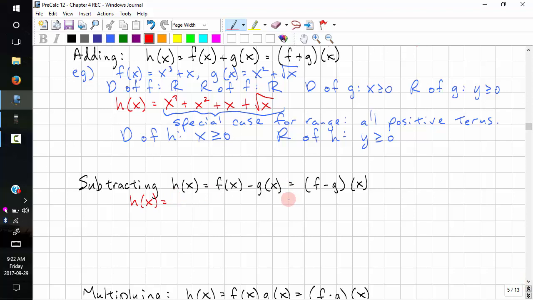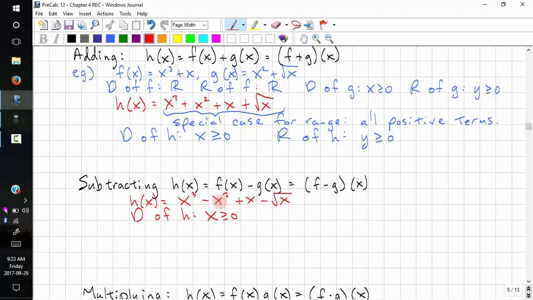Okay, let's look at subtracting. Again, we have a shorthand for this, f minus g in brackets and x in brackets. And we can just write it out in order. There's no tricks here. x cubed minus x squared plus x minus square root x. We can figure out the domain. That's x greater than or equal to 0.